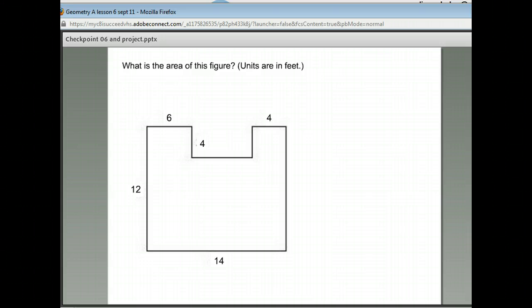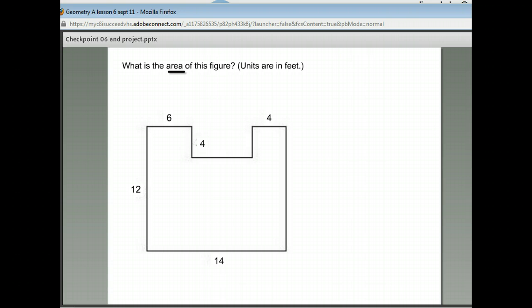Here's one more area problem. This is not a rectangle, it's not a square, and it's not a triangle. Okay. When you have weird shapes, it is a castle. It's a castle. And when you have weird shapes like that, what you want to do is break it up into figures we can find the area of.